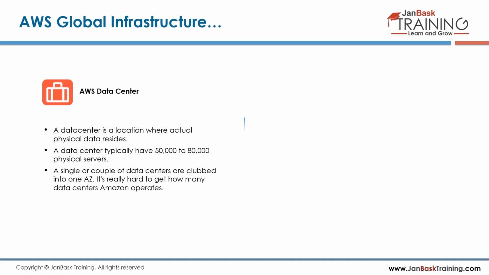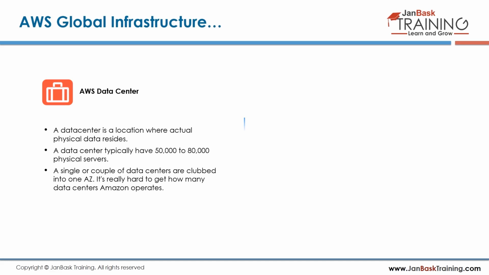So a single or a couple of data centers are clubbed into one AZ, and it is really hard to get how many data centers Amazon operates, because Amazon is so huge. You cannot really put numbers on Amazon. They do almost $1 billion in quarterly revenue in just small consulting. If you look at their AWS revenue, it's more than $60 billion. So when you want to earn $60 billion off of a product, they are really invested in it. Every year they're spending billions of dollars expanding and maintaining this capacity, hiring the best of the talent, hiring people who can really run these servers and give you that flexibility that cloud provides.